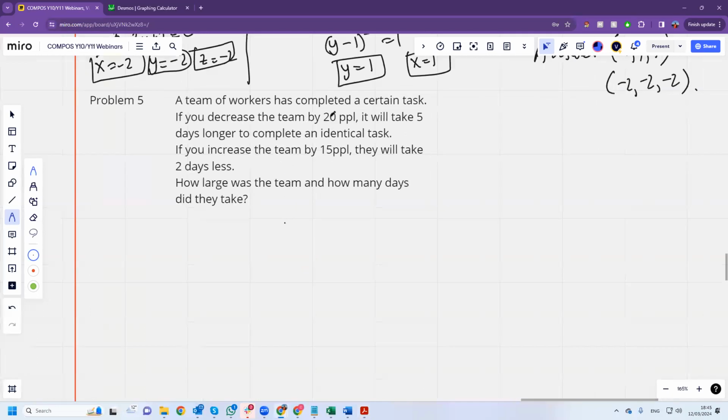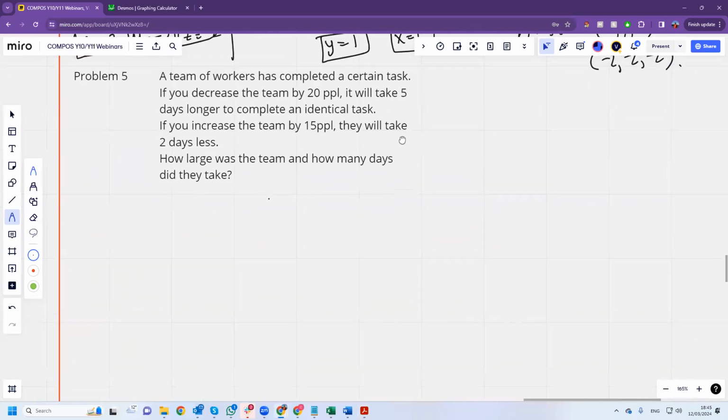A team of workers has completed a certain task. So these are mathematical workers, so they are identical. They do exactly the same amount of work per unit time. All right, so I don't know what they were doing. Painting a fence, perhaps, like Tom Sawyer. So this is a task. So some work.